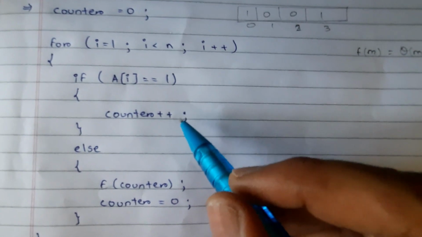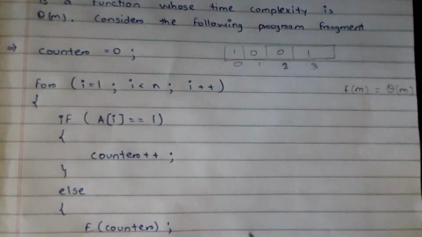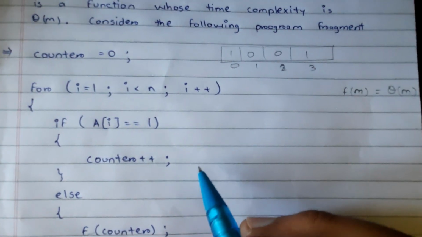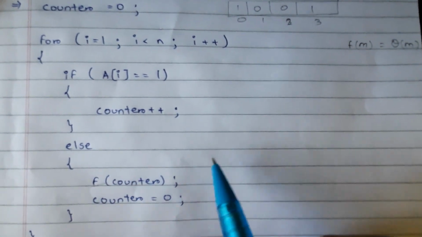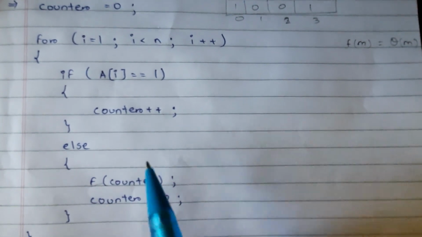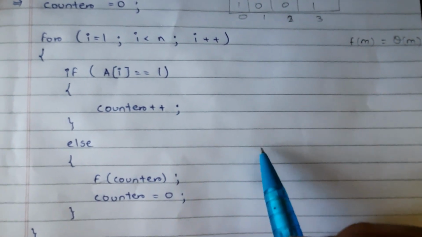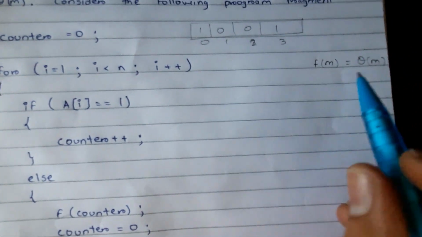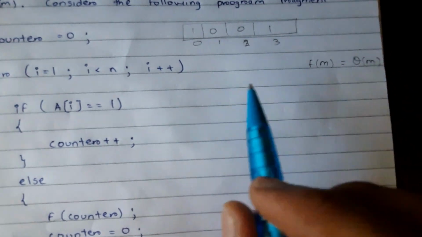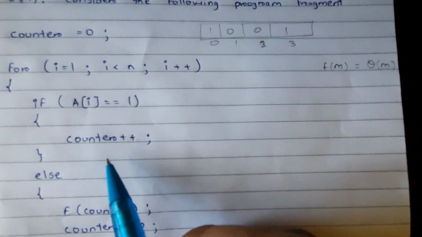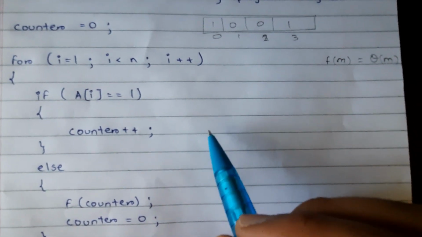Now the program fragment iterates over the array A and increments the counter for each element that is 1. For each element that is 0, the function f is called and the counter is reset to 0, as given in the if condition. The time complexity of this program fragment depends on the time complexity of the function f of m, that is theta m. Since f of m is theta m, the complexity of the program fragment is also theta n. Now let us see how it is theta n.